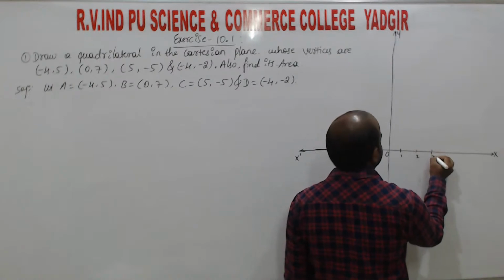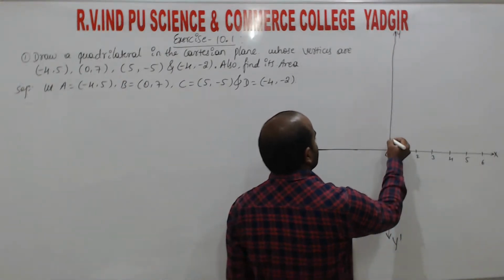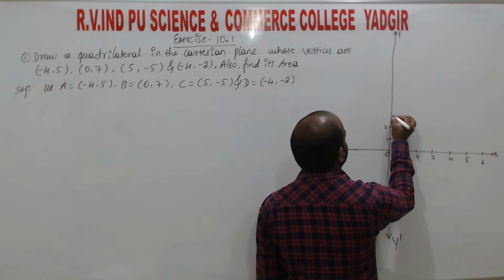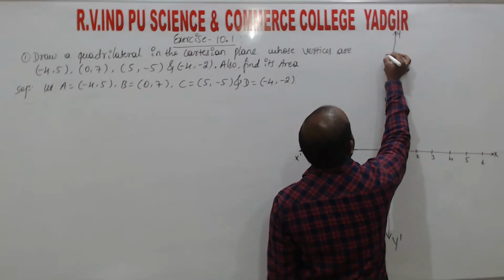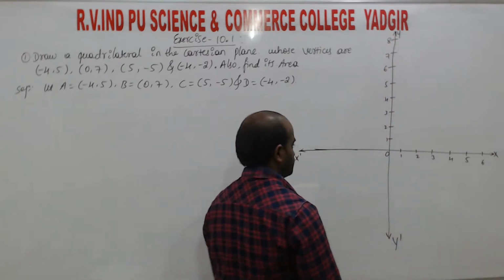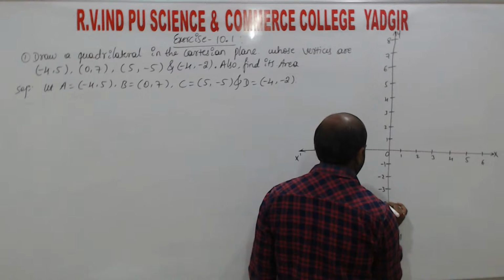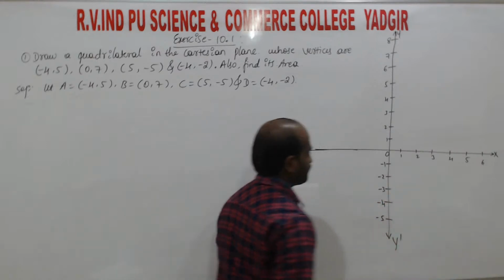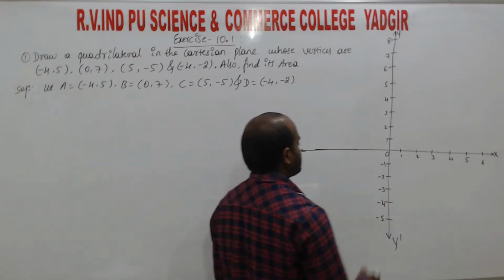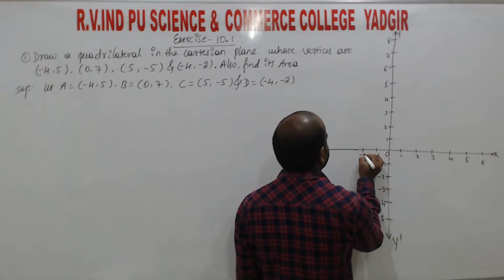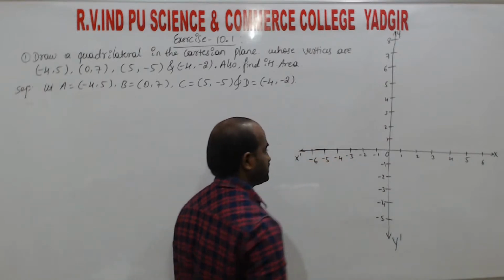One, two, three, four, five, six. One, two, three, four, five, six, seven, eight. Taking minus: minus 1, minus 2, minus 3, minus 4, minus 5. OX dash means negative values. Minus 1, minus 2, minus 3, minus 4, minus 5, minus 6.